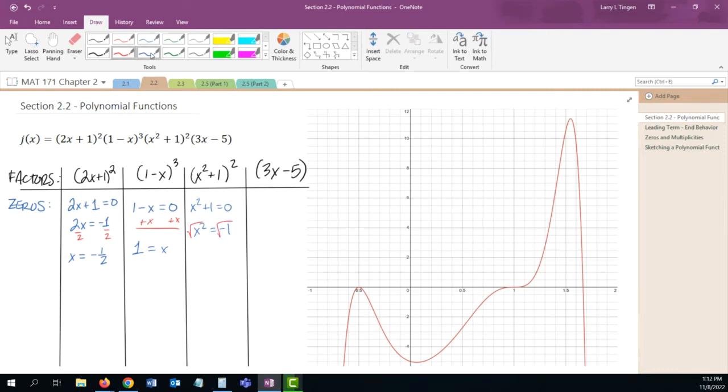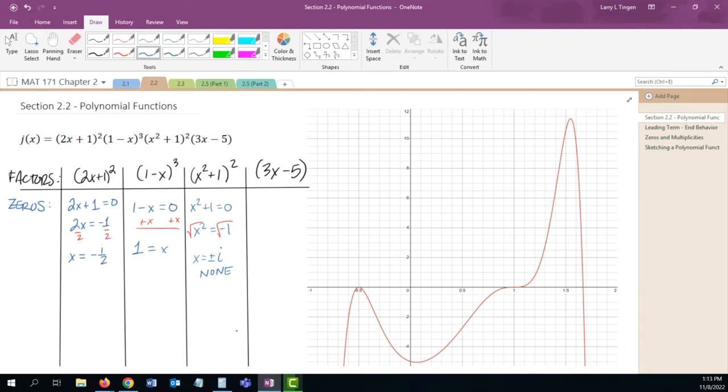Square root. x is equal to the positive and negative square root of negative 1, which is i. Whenever you do these, if you get a factor and you end up with an imaginary zero, it means that the square root of negative 1 is i.